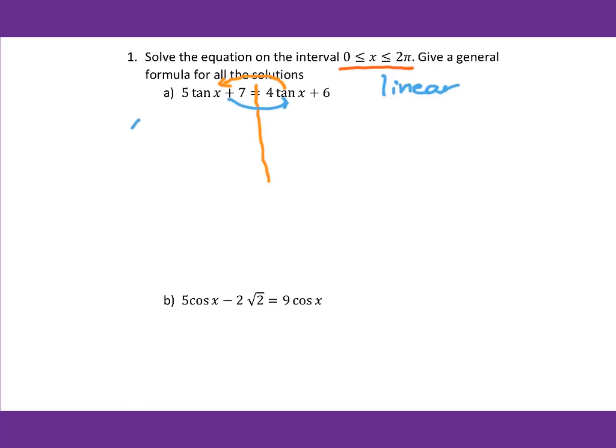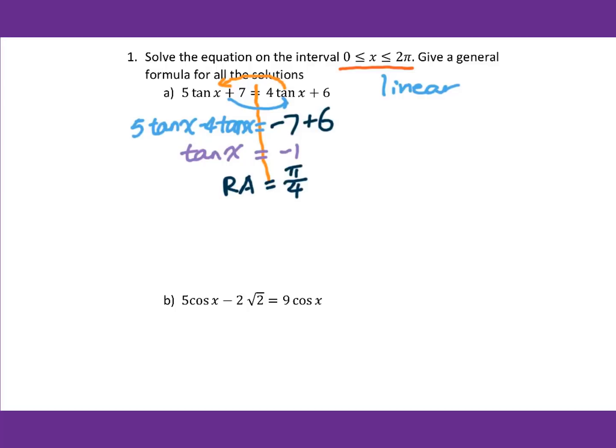Cross the river, change sign, so we get 5 tangent x minus 4 tangent x equals -7 plus 6. Combine like terms, we get tangent x equals -1. We know the reference angle is pi over 4. Since tangent equals -1, less than 0, we go to the second and fourth quadrants because all students take calculus.